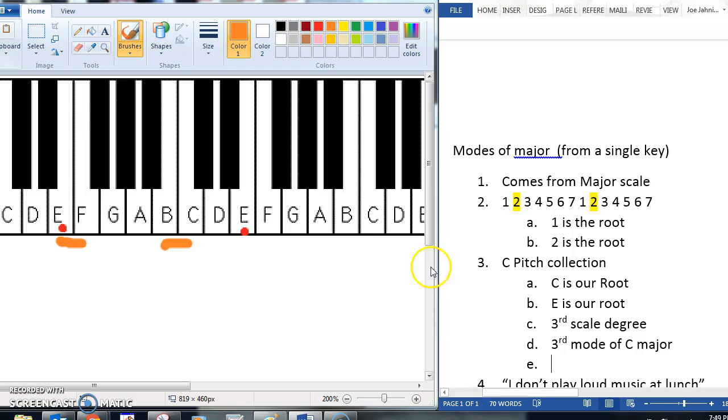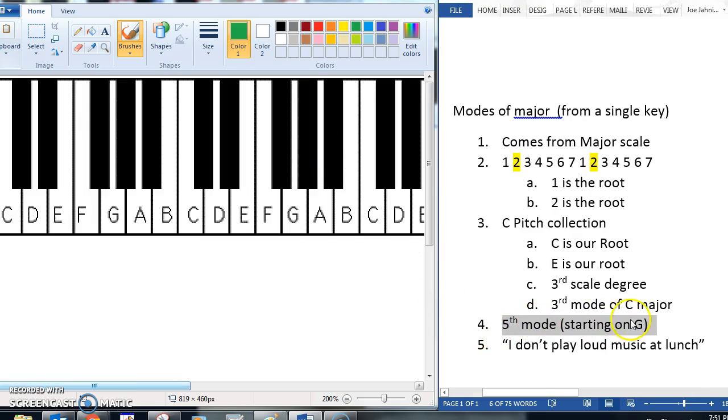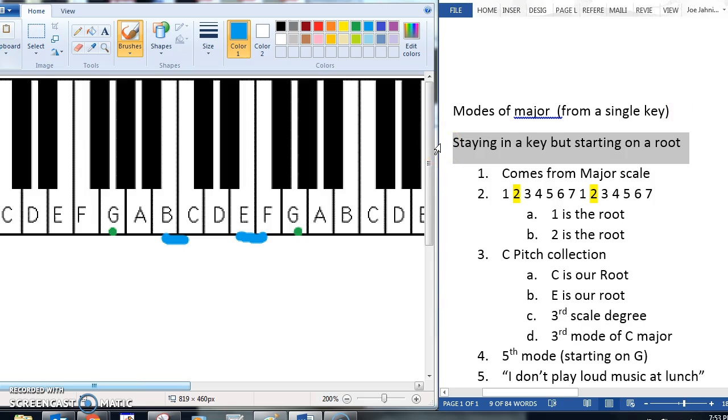Let's do another example, starting with the fifth mode of C major. So we're going to start on the fifth note. So 1, 2, 3, 4, 5. So we're starting G to G. We're still using the same notes from the C major pitch collection. We're just starting on G. Now our half steps are between 3 and 4, so that's like a major scale, but now between 6 and 7. So our half steps are in different locations. So all the modes of major are just different scales starting inside a major scale. I'll repeat that. With the modes of major, you stay inside a major scale or a key, but you start on a different root.